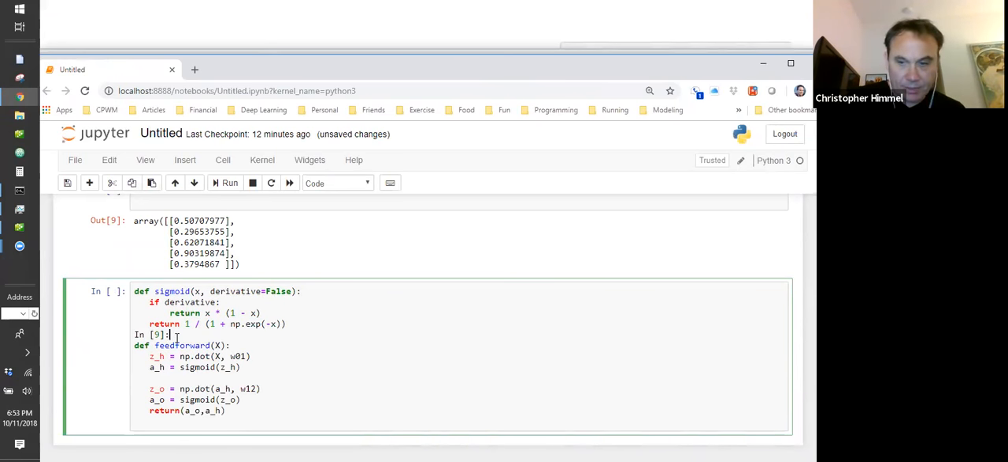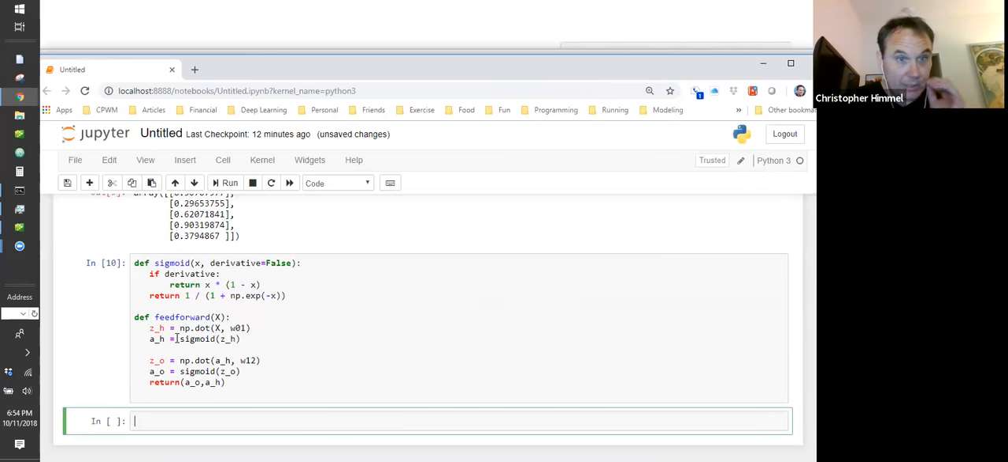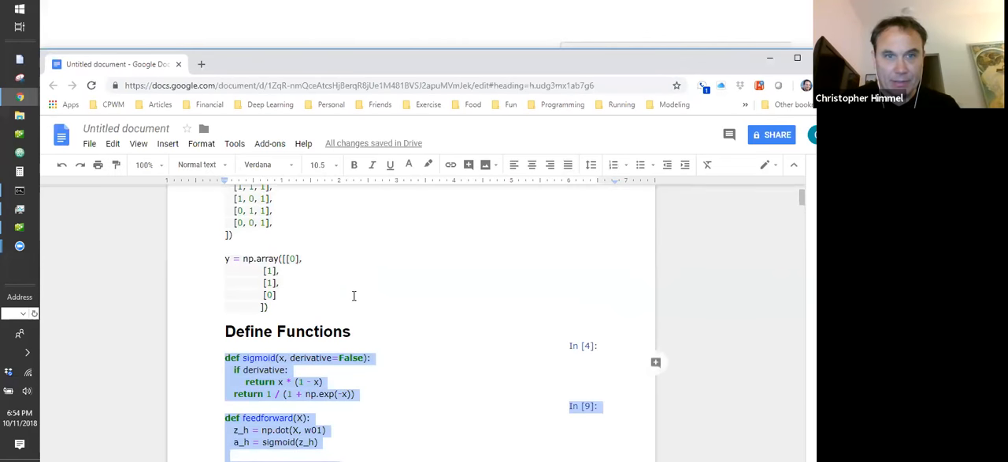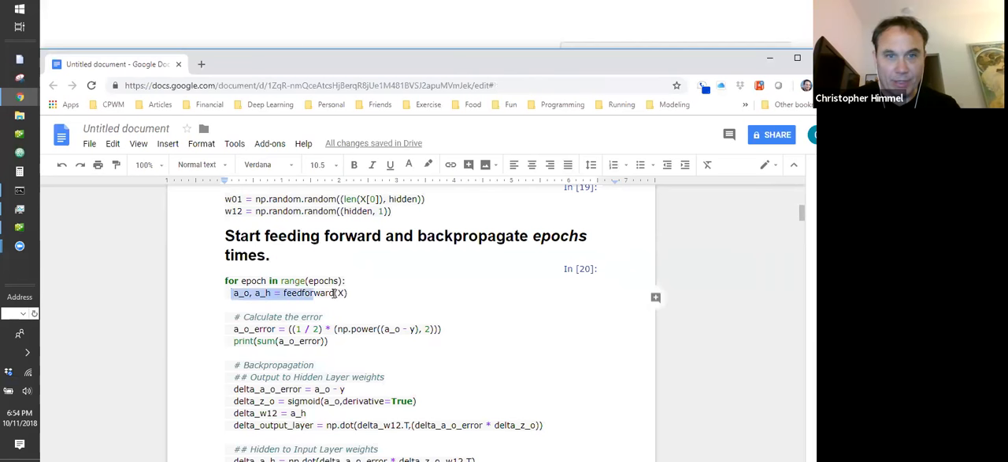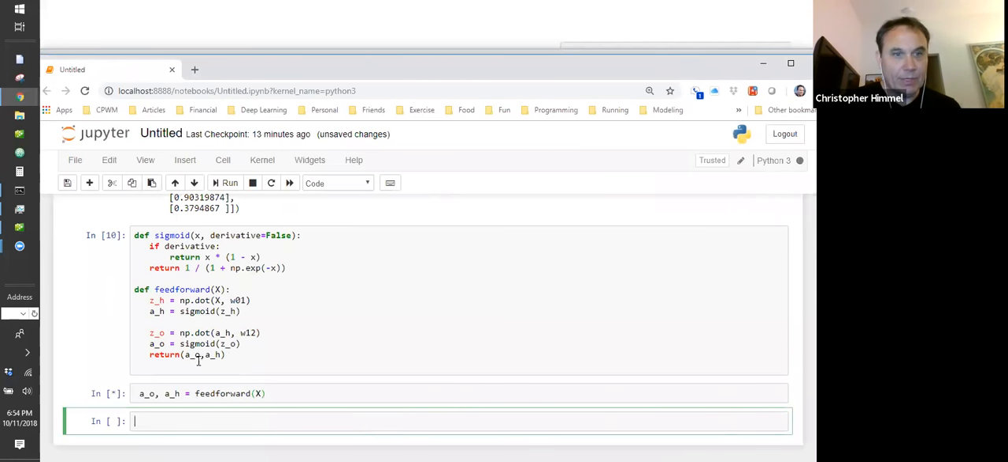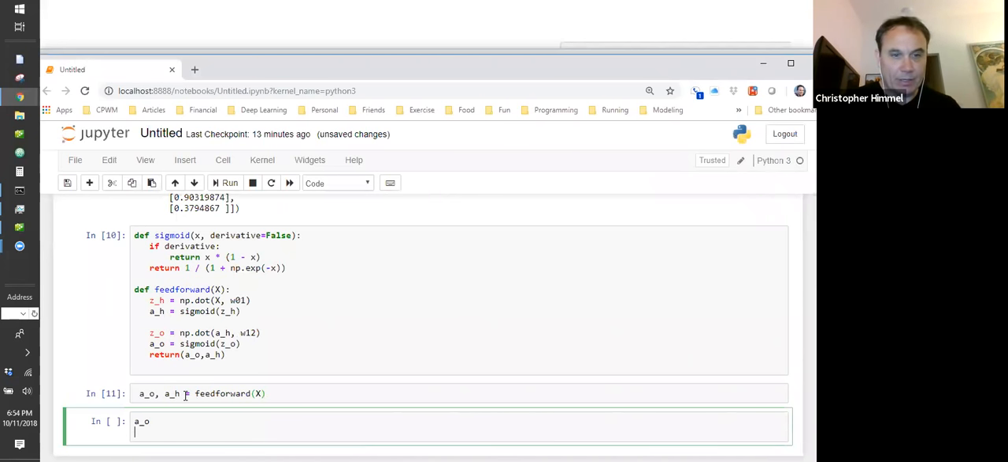Okay, got a little too much here. And run it. Okay, so now I defined them. Big deal, right? And then I want to pick this apart a little bit. So to run this, I'm going to run this little bit of code right here. Okay, so now I've got AO and AH calculated. So now let's take a look at A0, the final output of our network.